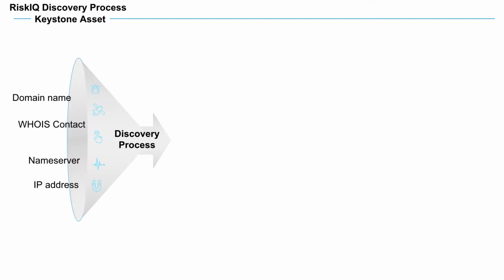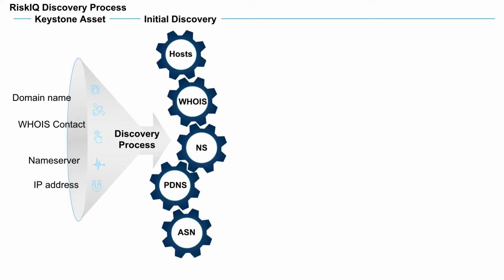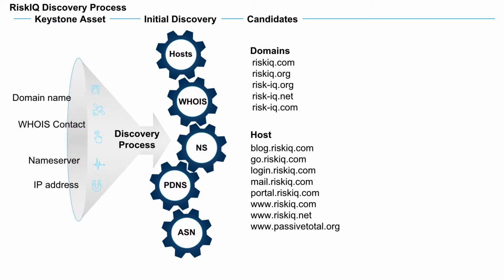The discovery process works a little bit like this. We start with a keystone asset. It could be a domain name, a whois contact, a name server, or an IP address, and it's fed into the discovery process. From here, we do the initial discovery. We're going to leverage all those data sets that I just mentioned and the rich history that we have in order to find a bunch of candidates that might be part of your organization. If we're thinking about RiskIQ as our company, some of the candidates that may come out of one of our keystones could be all of these RiskIQ domains and then RiskIQ hosts.